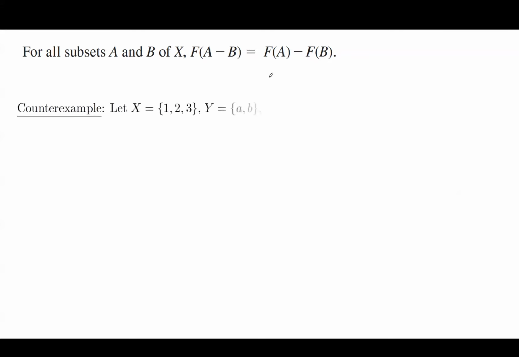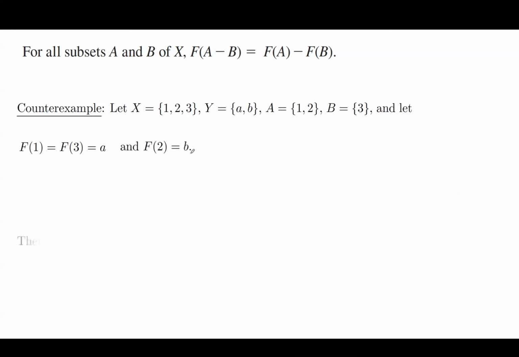Sometimes we need to provide a counterexample. For example, suppose you have the following statement. It says for all subsets A and B of X, f of A minus B is equal to f of A minus f of B. We can provide a counterexample here. We're going to define X to be a set including 1, 2, 3. Y is a set including a, b. And set A, which is a subset of X, including 1 and 2, B includes 3. I'm going to define a function this way. Function f maps 1 to a, function f maps 3 to a as well, and I'm going to map 2 to b.